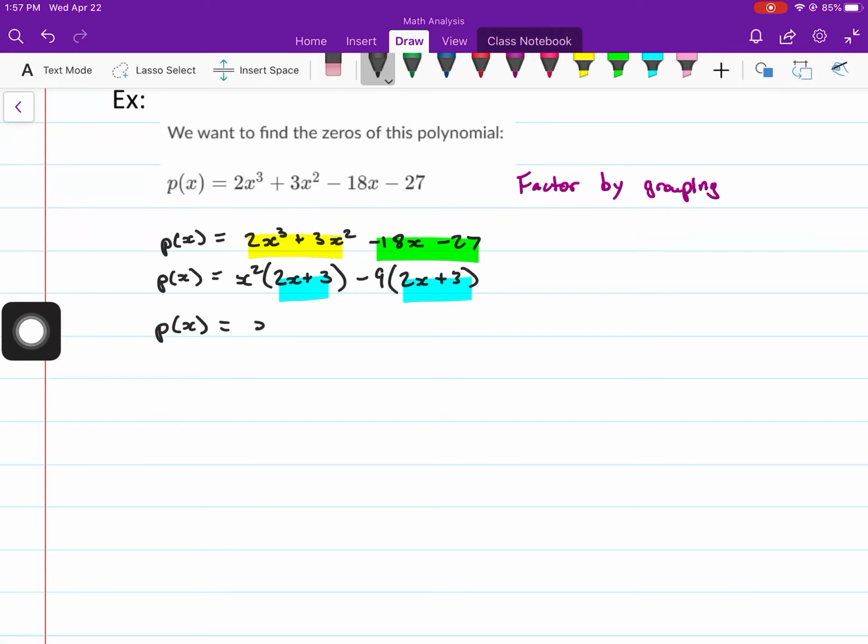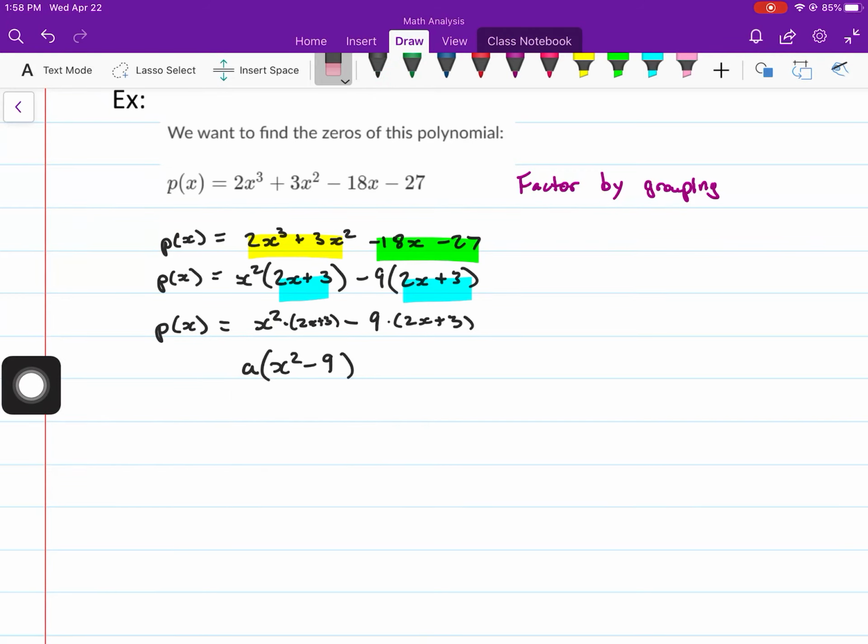Picture this: if instead of 2x plus 3, it's a, well, both of these would have an a in common. I would factor them out to the front and be left with x squared minus 9. Now, instead of those being a, they're not a, they're 2x plus 3. So I could factor out that 2x plus 3 to the front, just like I did with this a. And that's what you would get. So that would actually be your answer right there.